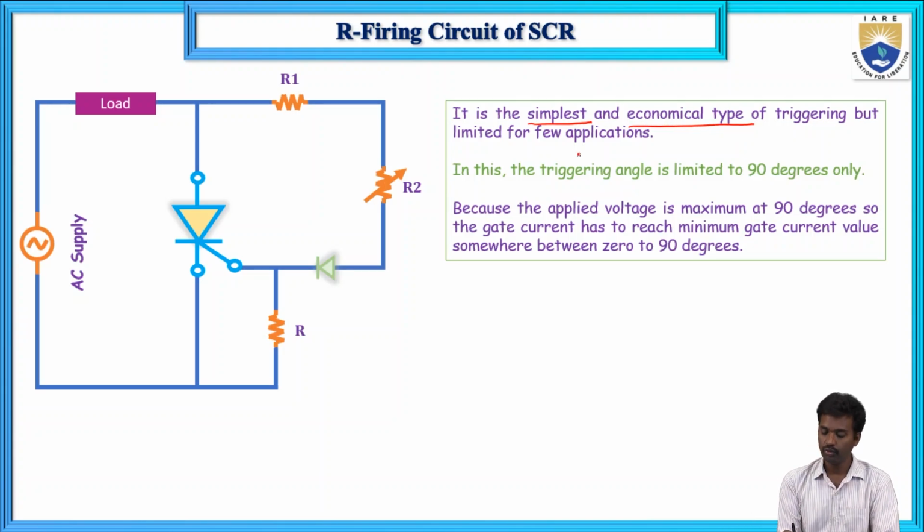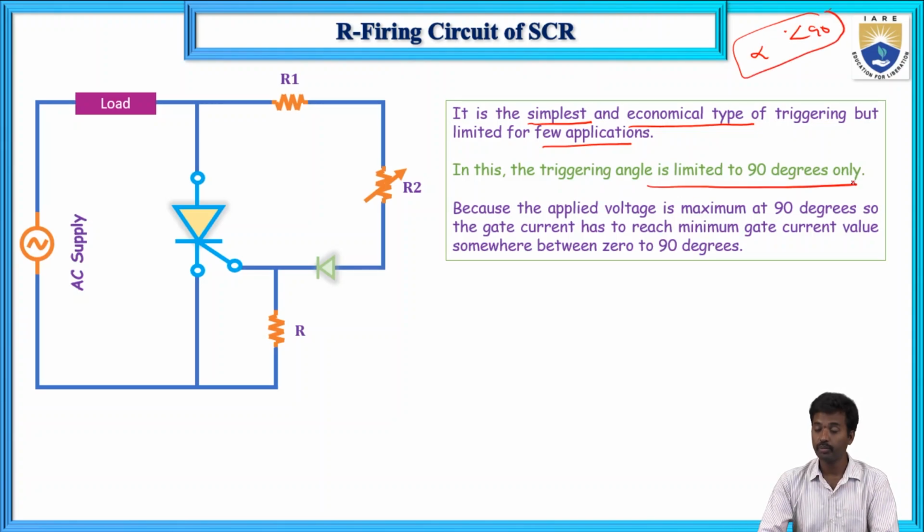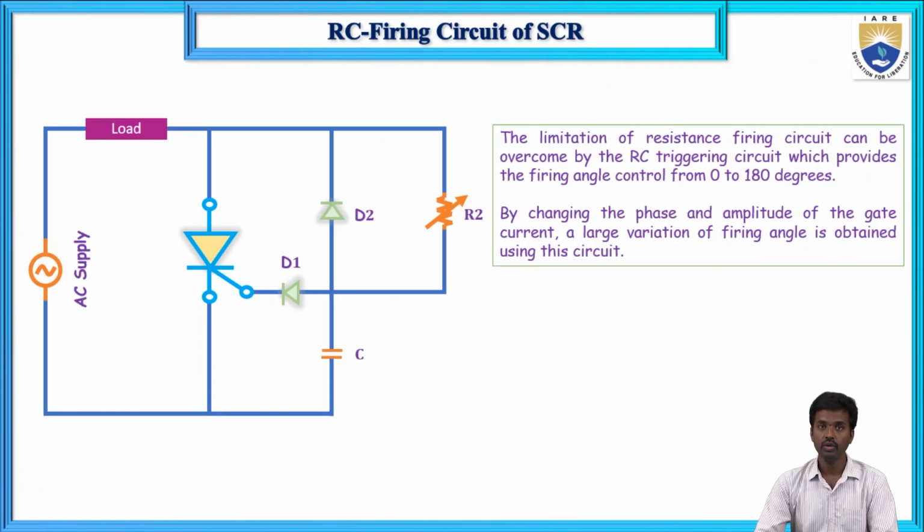And next, this R firing circuit is the simplest and most economical type of triggering, but it is limited to few applications. It is limited to alpha values less than 90 degrees only, because the applied voltage is maximum at 90 degrees. So the gate current reaches its maximum gate current value somewhere between 0 and 90 degrees only. This is the case for the R firing circuit. And next, the RC circuit for a half wave rectifier.